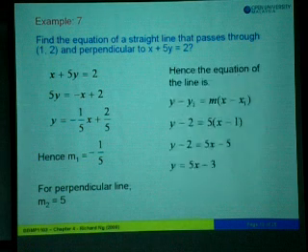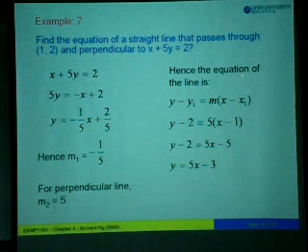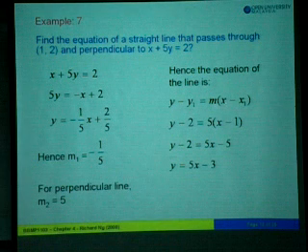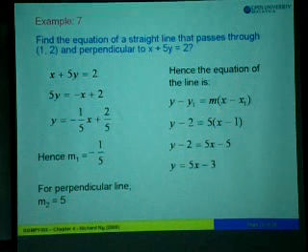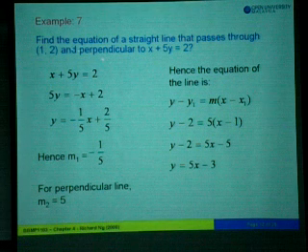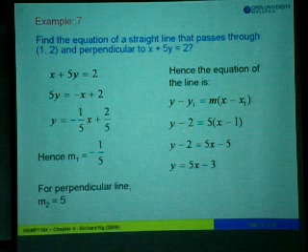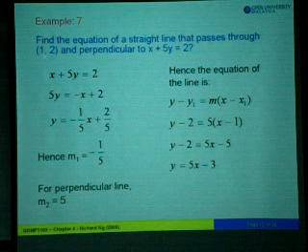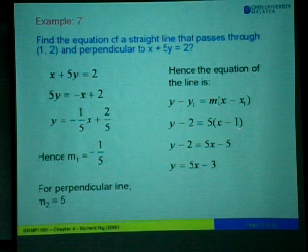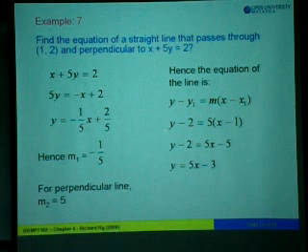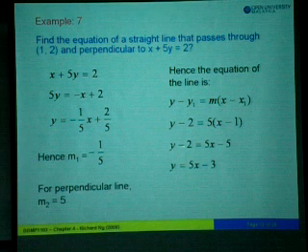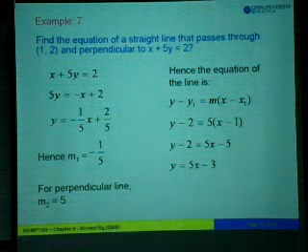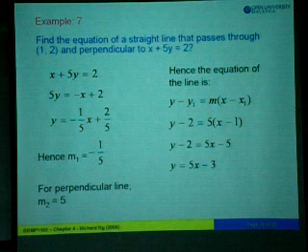Okay? So with this gradient, next to find the equation, we will use the formula y minus y1 equals m(x minus x1). So substitute y1 with the coordinate 2, and then 5 times x minus x1 is substituted with 1. Okay? The gradient is equal to 5. Then we expand this equation, simplify, and we will get the equation y equals 5x minus 3. Okay?